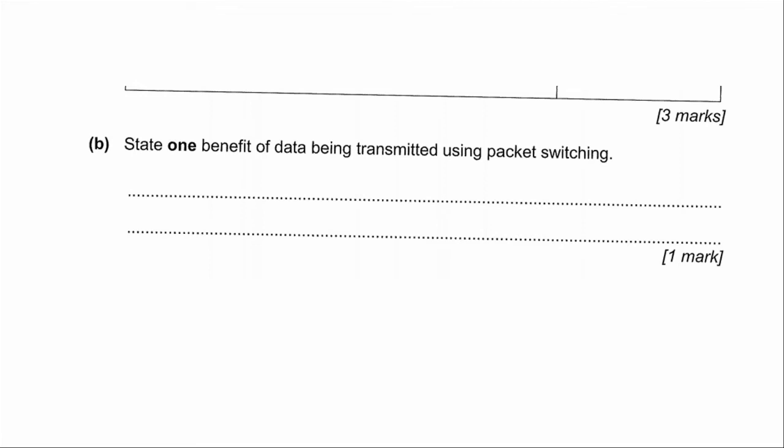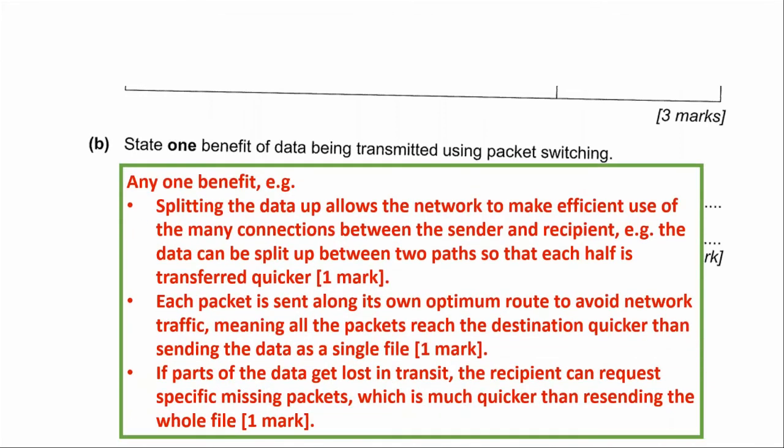So one of the advantages is splitting the data up allows the network to make efficient use of the many connections between the sender and the recipient, e.g. the data can be split up between different paths so that each half is transferred quickly. Each packet is sent along its own optimal route to avoid network traffic, meaning all the packets reach the destination quicker than sending the data as a single file. If parts of the data get lost in transit, the recipient can request specific missing packets, which is much quicker than sending the whole file again.